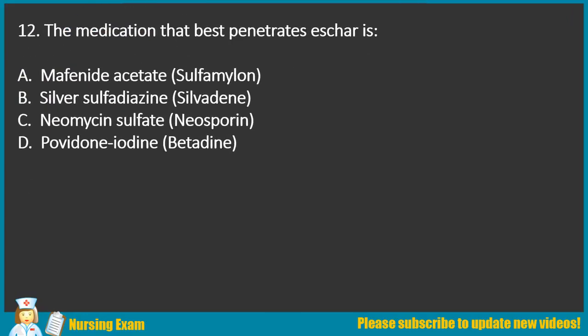Question 12. The medication that best penetrates ischemia is A. Mafenide acetate, Sulfamylon. B. Silver sulfadiazine, Silvadene. C. Neomycin sulfate, Neosporin. D. Povidone, Betadine.